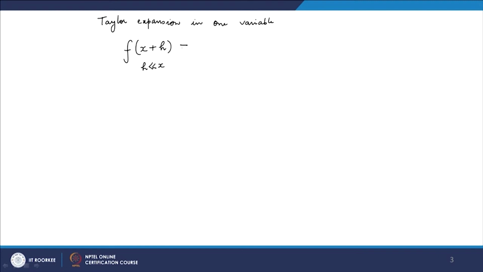So, the Taylor expansion in one variable goes something like this. If I want to look at a function value in the neighborhood of x, where h is much smaller than x, this is equal to f of x plus f prime of x evaluated at x multiplied by h plus f double prime of x multiplied by h square by 2 and so on. Now, if we have more than one variable, we can write this as, let us say the variables are x1, x2 and so on, and we are h1, h2, h3 far from there.